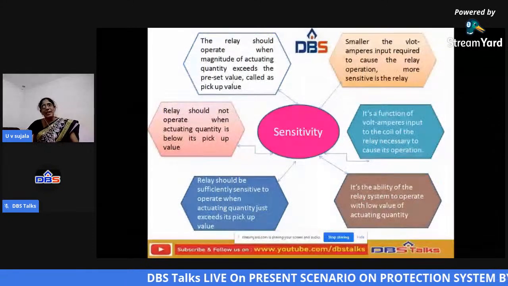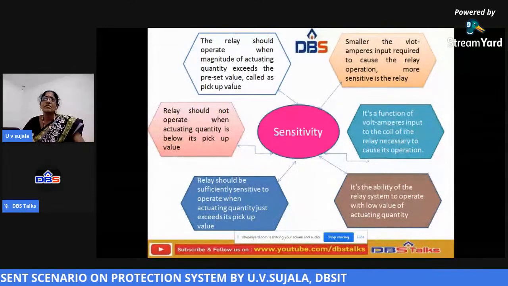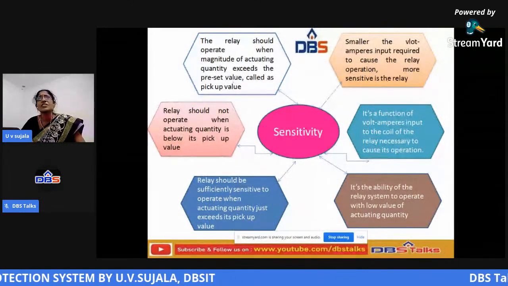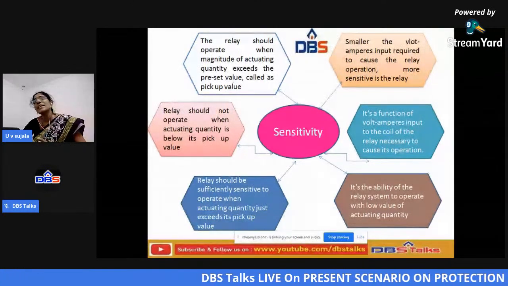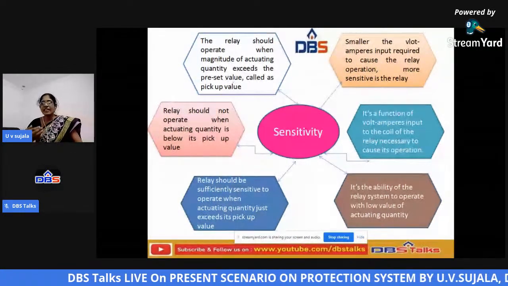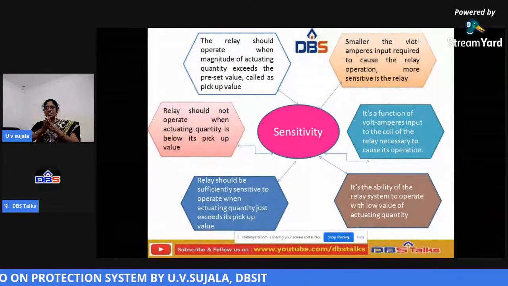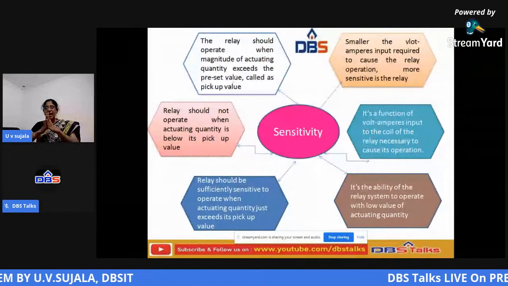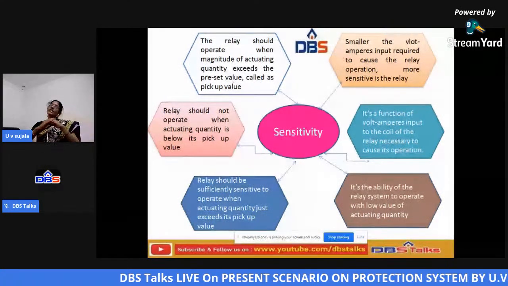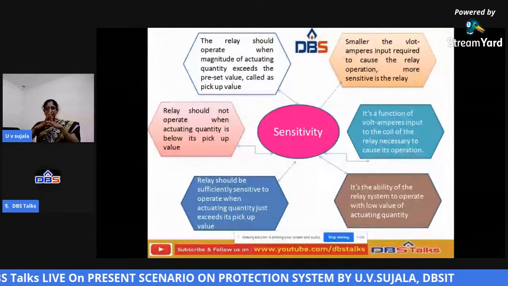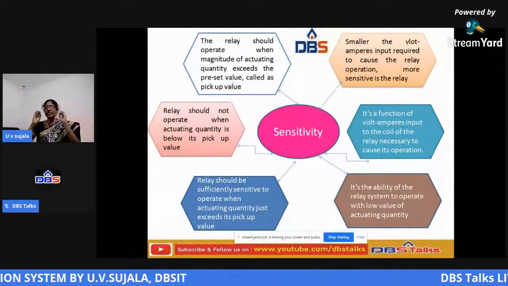Then there is sensitivity. So what is the sensitivity of a system? The relay should operate when the magnitude of the actuating quantity exceeds the preset value, called the pickup. Sensitivity of the relay means there is some rated value, and if it exceeds that preset value, then only the relay will operate.